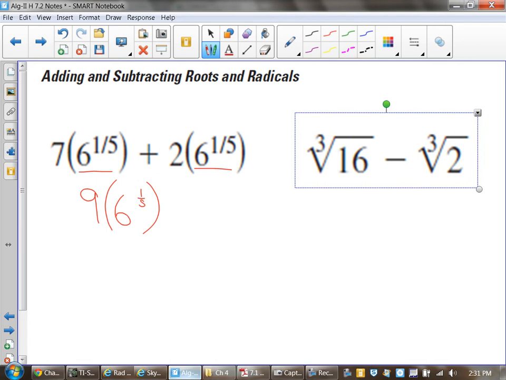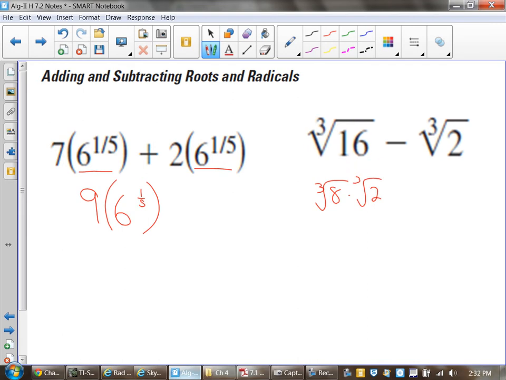When I go to the one over here, I don't have the same nth root. Excuse me, I have the same nth root, but I just don't have the same stuff underneath the radical. Which means I got to create it. Well, is there a perfect cube hiding in 16? What is it? 8. There's a perfect, 8 is a perfect cube. So I can say cube root of 8 times the cube root of 2.